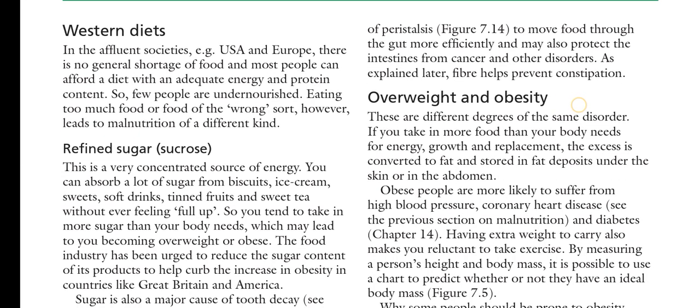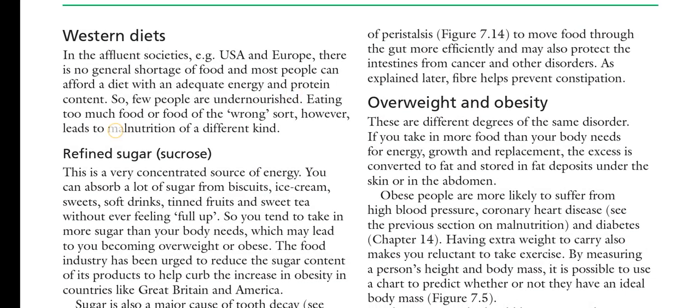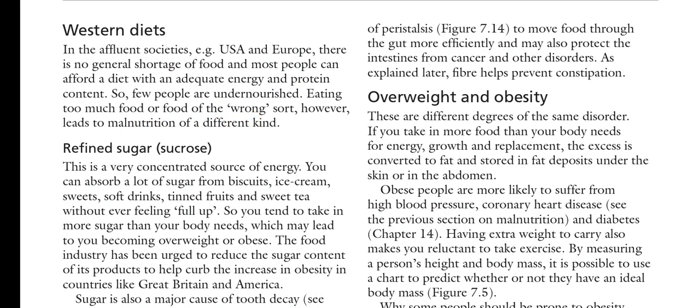Hello students, today we will discuss Western diets and other topics of animal nutrition in Western diets. In the affluent societies, that is the developed countries like USA and Europe, there is no general shortage of food and most people can afford a diet with an adequate energy and protein content. So few people are undernourished; eating too much food or food of the wrong sort, however, leads to malnutrition of different kinds.